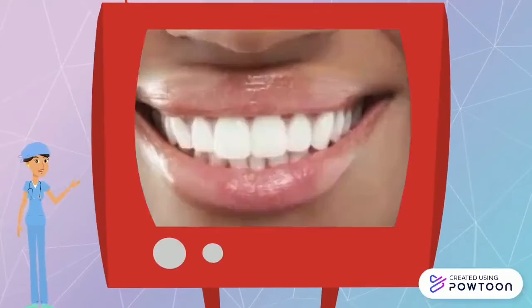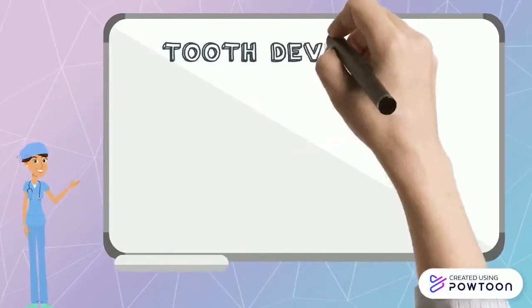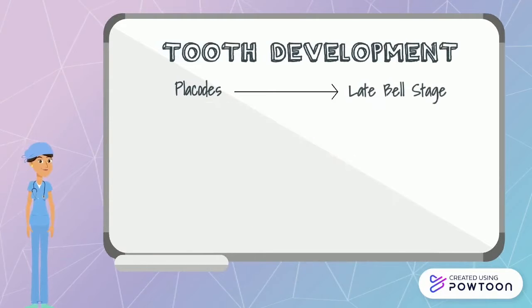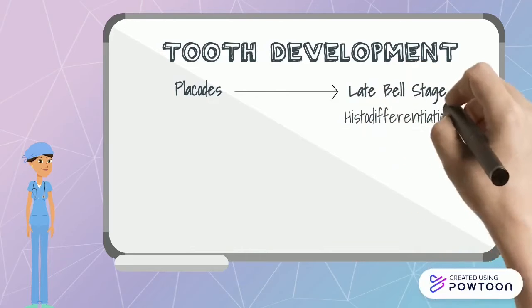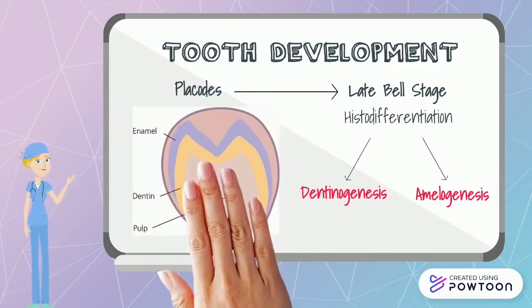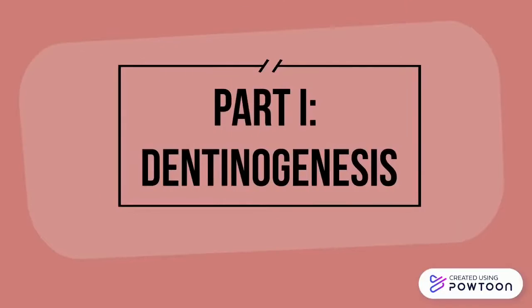Have you ever wondered how our teeth are so hard and strong? Well, it's all due to the detailed developmental process it undergoes before erupting, starting from just placodes to eventually reaching the late bell stage where histodifferentiation occurs. Two very important processes happen here, and they're called Dentinogenesis and Amelogenesis, and that's exactly what we'll be learning about today. So, here goes part 1, Dentinogenesis.